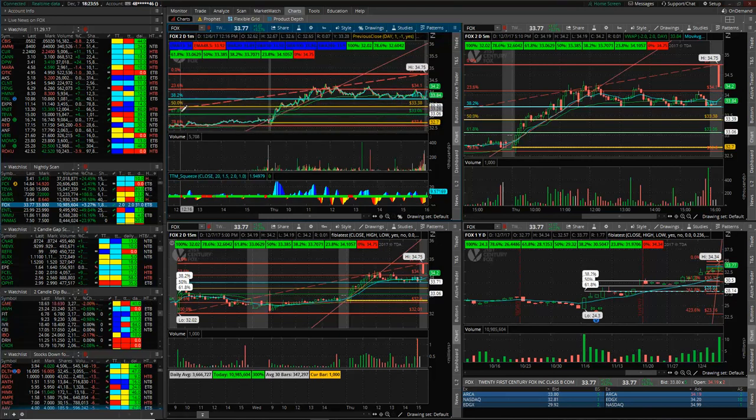50, and the 61. Now here's a task for you coders out there. What would be awesome is if somebody can figure out a way to have thinkorswim send you an alert every time a stock touches one of these levels. So when the price, the mark, not the last, touches one of these levels, it creates an alert and just sends it.